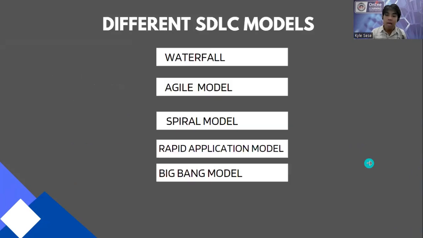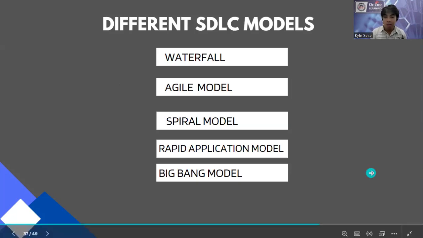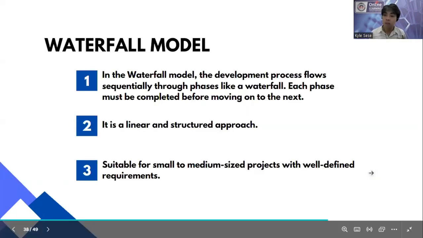So we have different SDLC models, but we will discuss some of the important or famous SDLC models that we are using. So we have the waterfall model, the agile model, the spiral model, and the rapid application development model, or the RAD model, and the Big Bang model. So first, let's define what is the waterfall model.